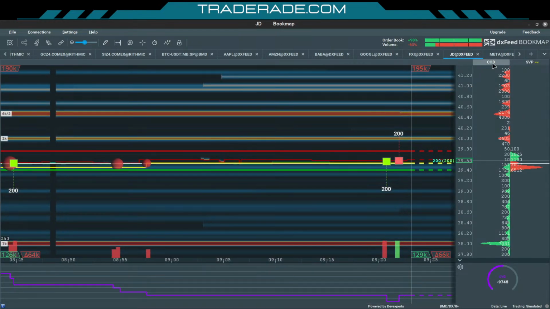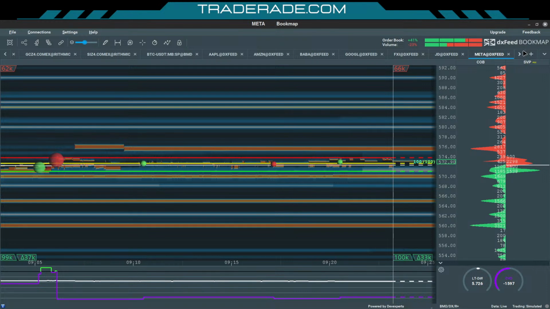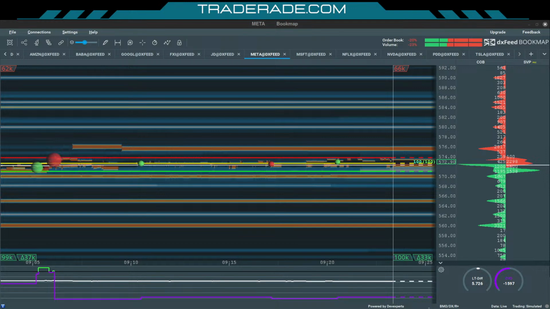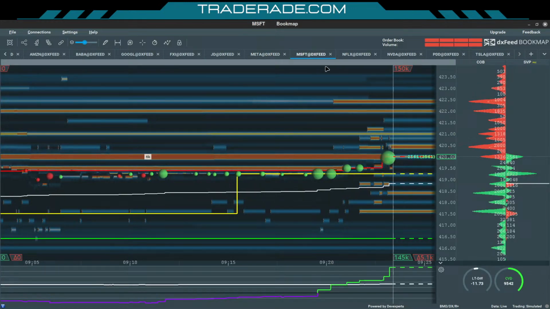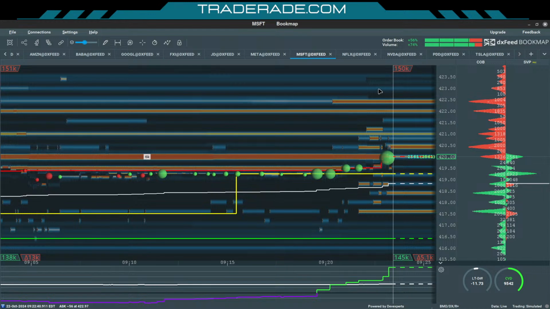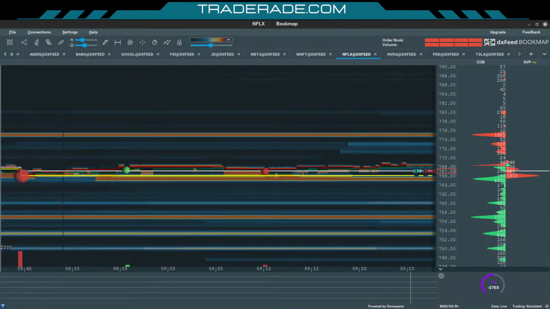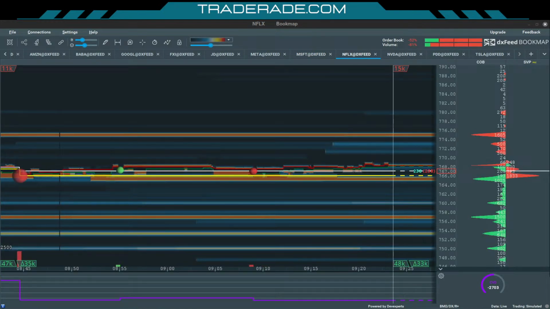JD.com down about 0.25% pre-market here. Meta down 0.4% pre-market. Microsoft actually bid up 0.25% here. Actually, a little more than that now. Now bid up just about 0.33%, trading an even 420. Netflix down 0.5%, but an impressive run after their earnings.